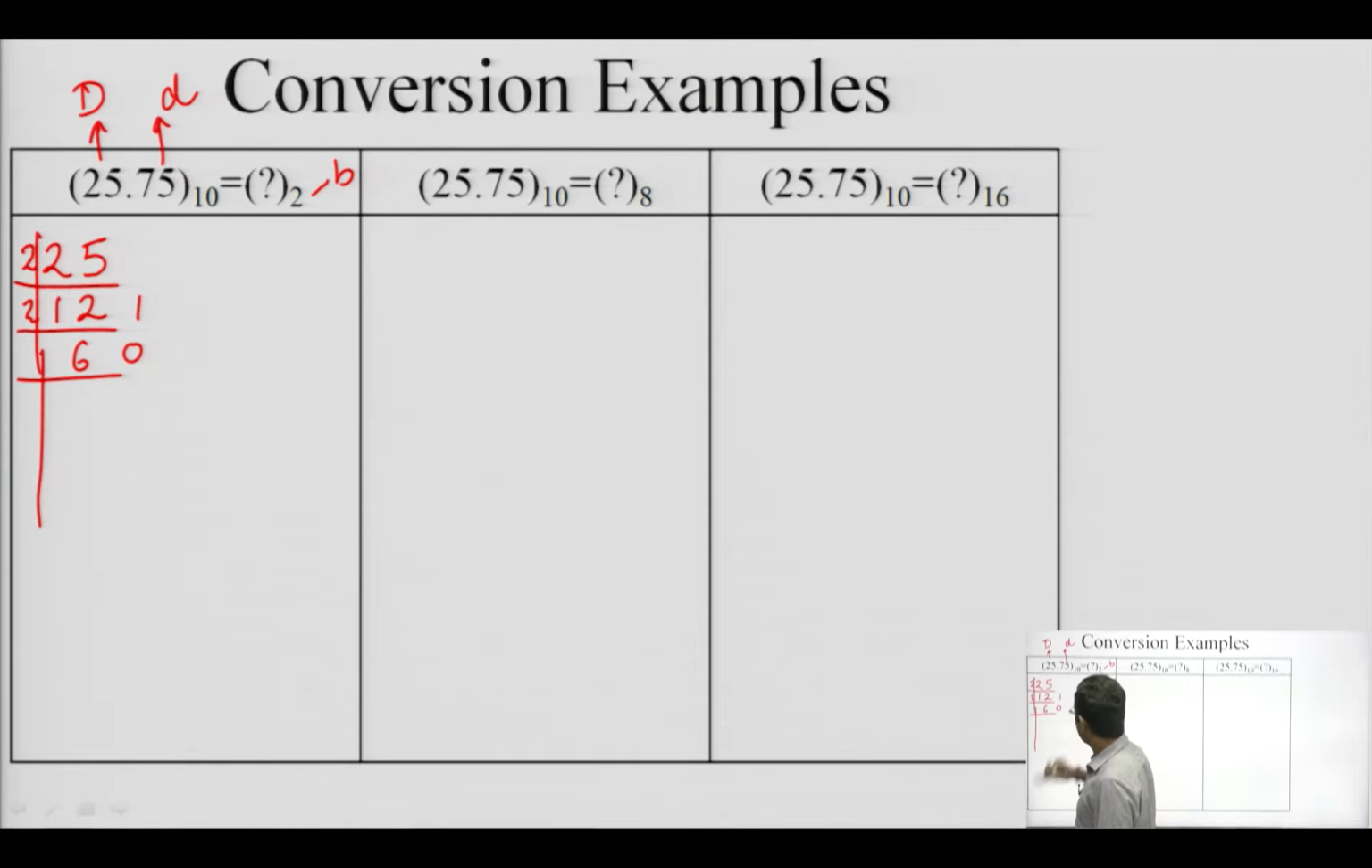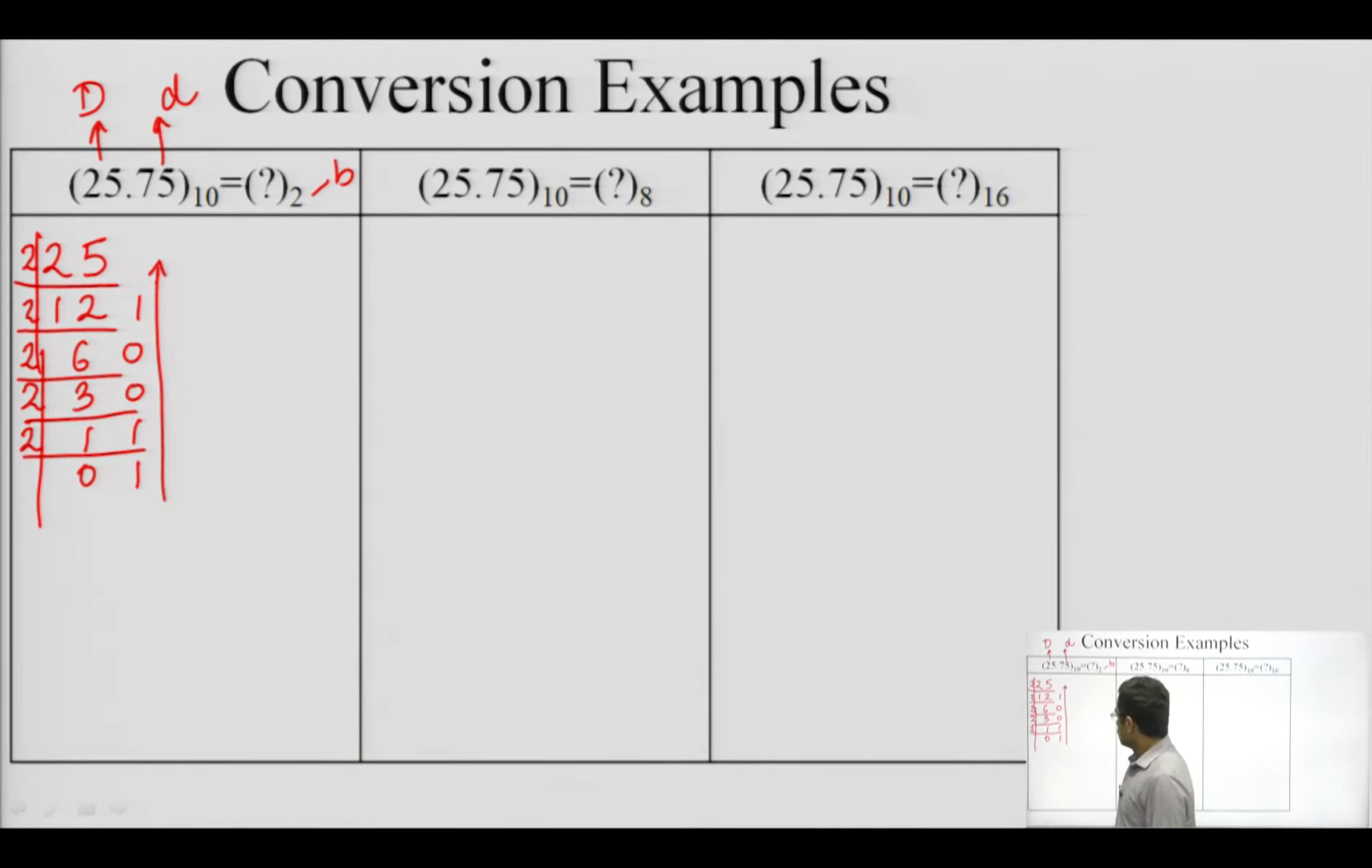So, here remainder is 1. So, 2 3s are 6, remainder is 0. 2 1s are 2, remainder is 1, and 2 0, remainder is 1. So, if I arrange these remainders in reverse order, these can be written as 1 1 0 0 1 in binary. Okay. And now for 0.75 we will be successively multiplying by the base.